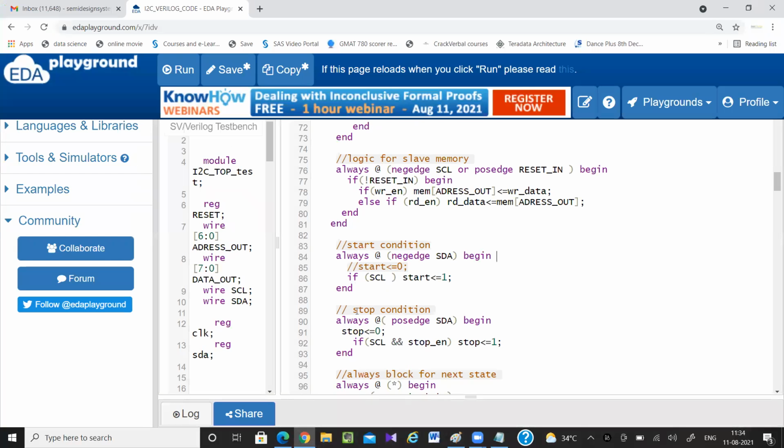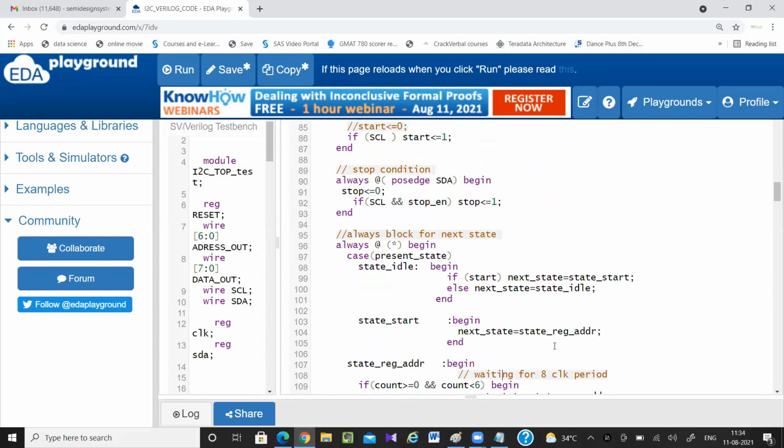Similarly, stop condition means SDA will be high, same. See, at the posedge of SDA, your SCL is high. And here I have taken one stop enable signal. Stop enable signal means to make sure that it is detecting this in the stop state. And all other times my stop signal is 0.